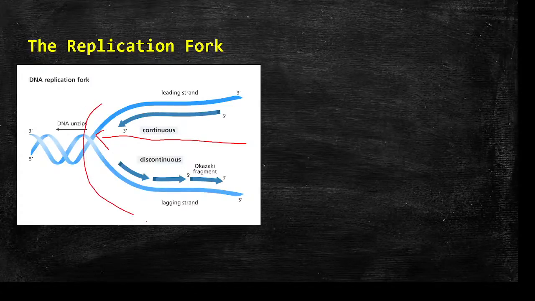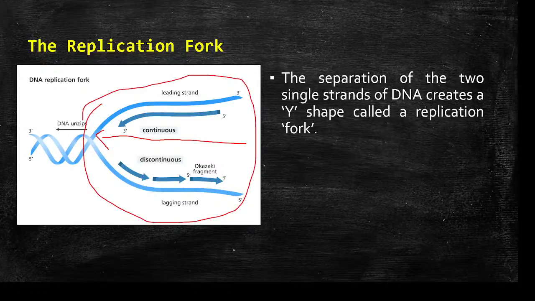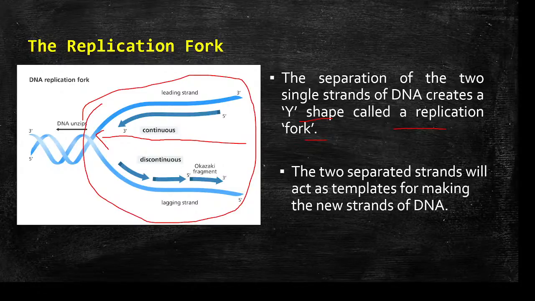So this part is called a replication fork. The separation of two single strands of DNA creates a Y shape. So this is called what? A replication fork. The two separated strands will act as a template for making new strands of DNA.